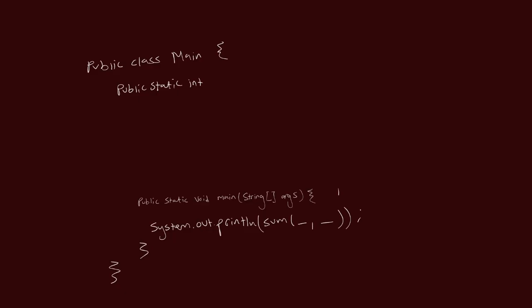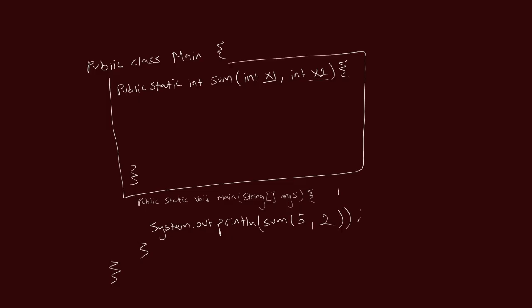So now the next part, we have to put in our method name. So our method name is going to be sum. So we're going to pass in sum here, and then since we're passing in two parameters, we have to put int x1 and int x2. Okay, so these two are going to be our two parameters. So in our sum, if we put in 5 and 2, x1 will be 5, x2 will be 2. Okay, and then now our method is confined to this block here.